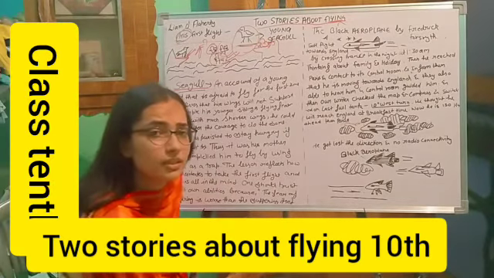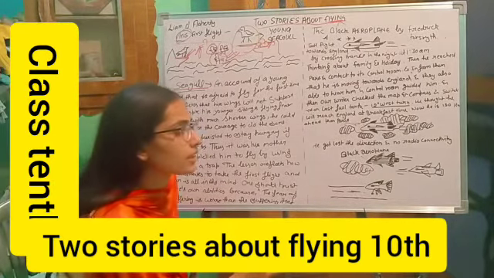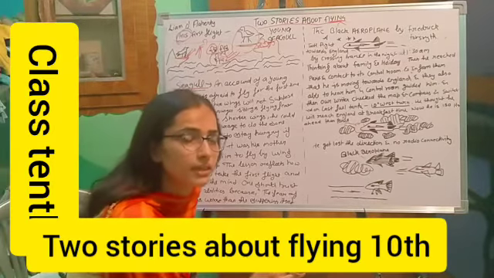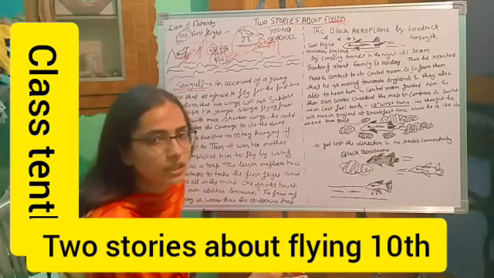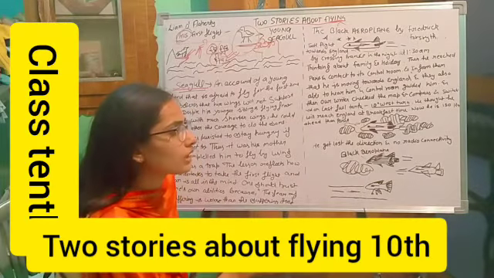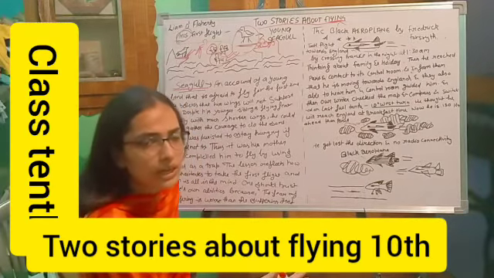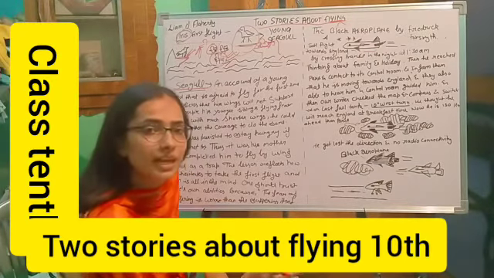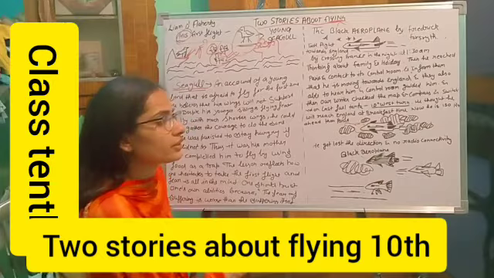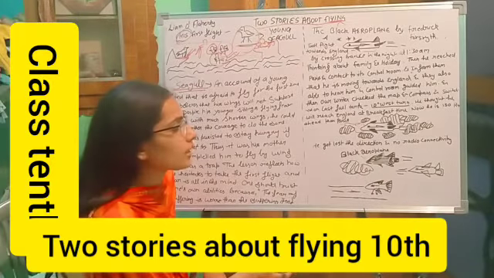Our writer has given the description of that particular aeroplane: it was fully black in color, with no other color at all. There was no light even. Yet he was able to see even the pilot's face of that particular black aeroplane.